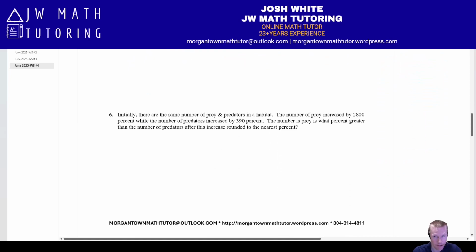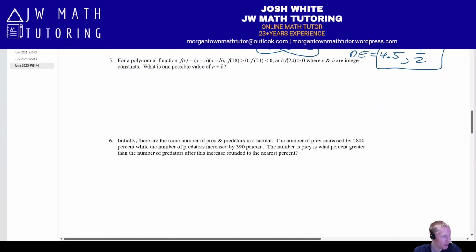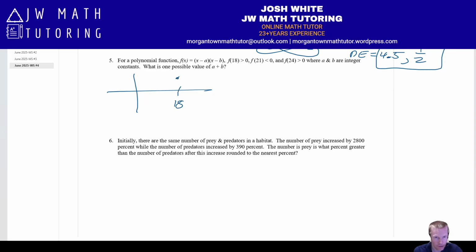All right, next up, this is number 5. This is a repeat question. This first appeared way back, I think in May, at least May, possibly earlier, of 2024. Essentially, you have a quadratic function, and what they're telling you is that when x is 18, the function has a positive value. Then at 21, it has a negative value. And then at 24, it's back to a positive value.